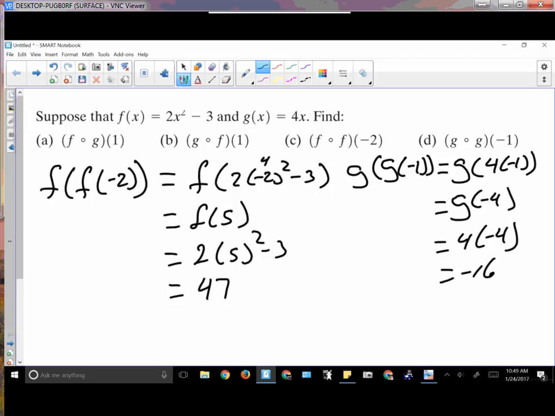But again, this is rather complicated at times, so please make sure that you're writing it out and showing everything. That way you can see your progression as you're looking at these.